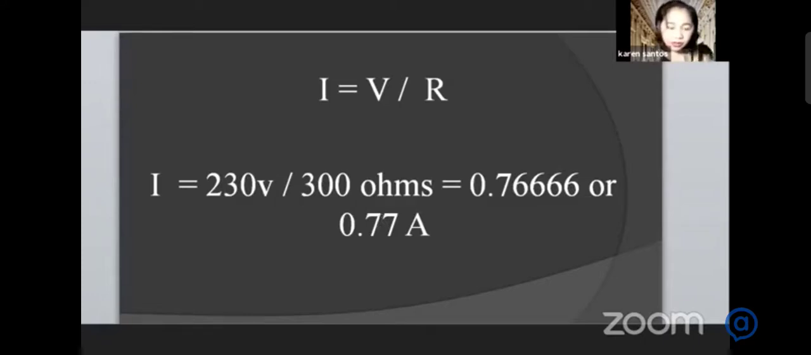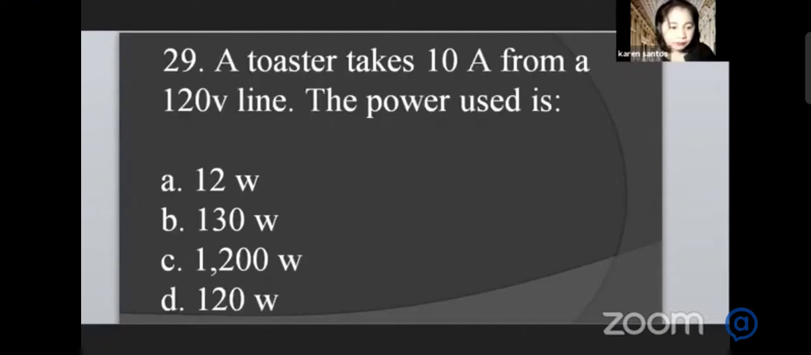Okay, for the next question, a toaster takes 10 amperes from a 120 volt line. So the power is A, 12 watts; B, 130 watts; C, 1,200 watts; and D, 120 watts. Again, a toaster takes 10 A from a 120 volt line. So the power used is, what is the answer? It's A, B, C, or D.